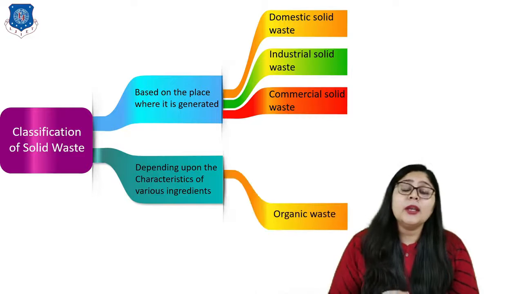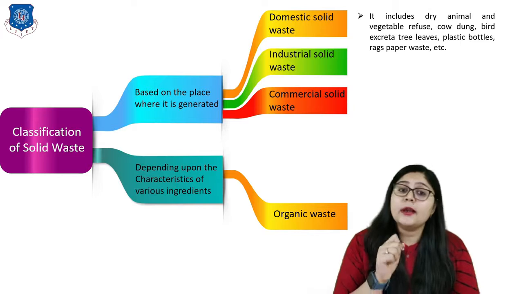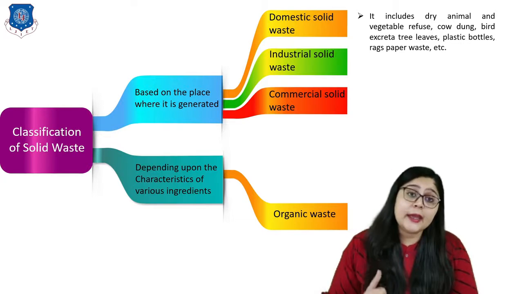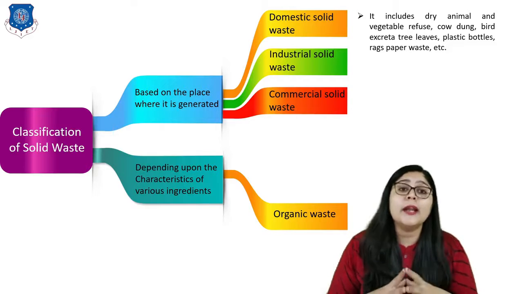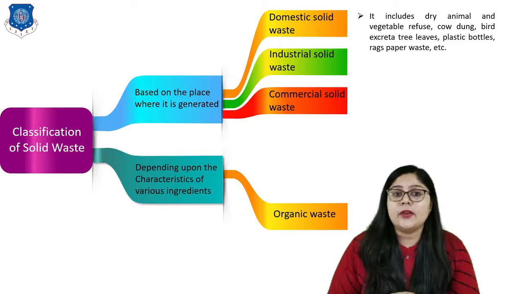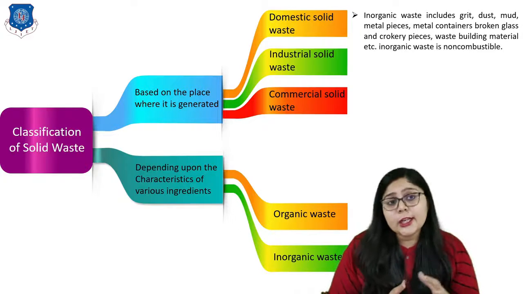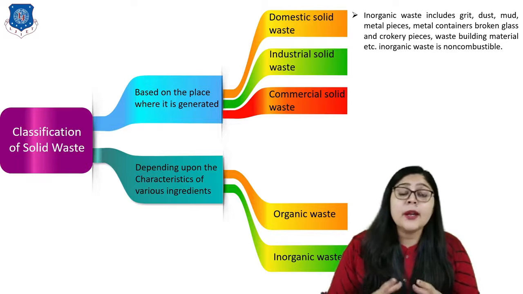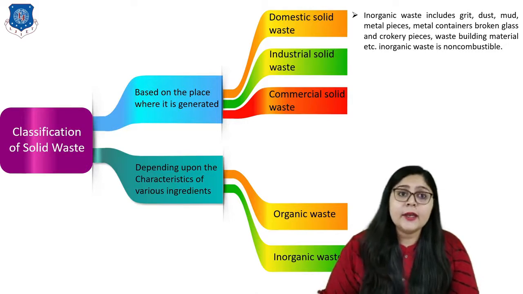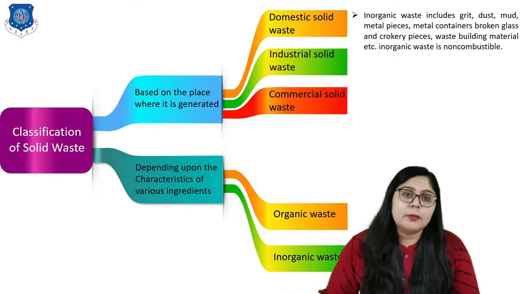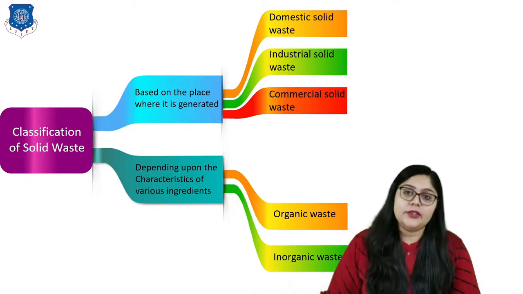Now, if I talk about classification depending upon the characteristics of various ingredients, organic waste includes dry animal and vegetable refuse, cow dung, bird excreta, tree leaves, etc. And inorganic waste includes grit, dust, mud, metal pieces, metal containers, broken glass and many other things. This is non-combustible. So here you have understood the classification of solid waste.